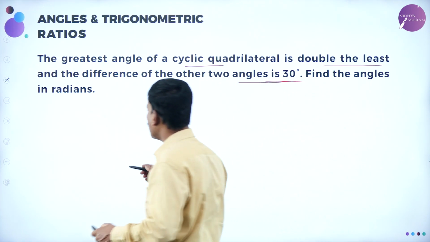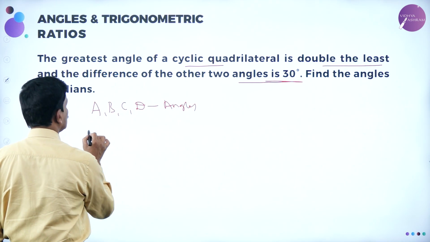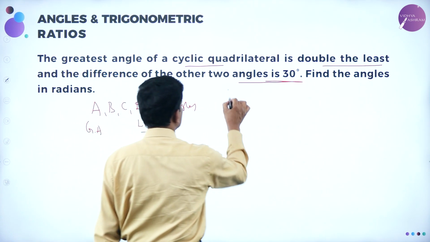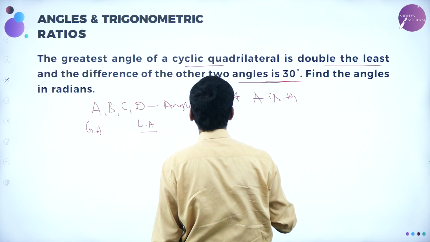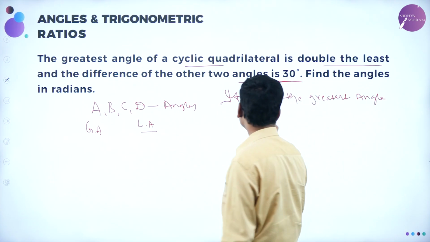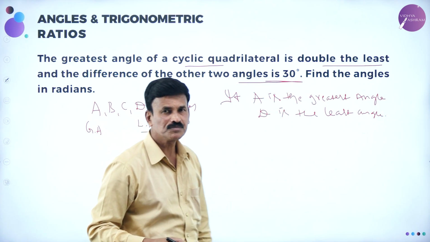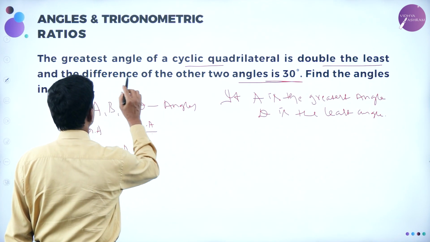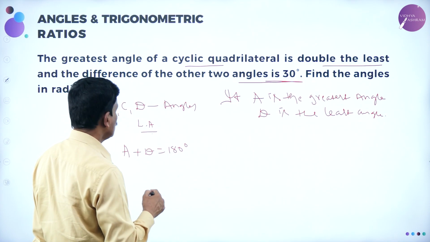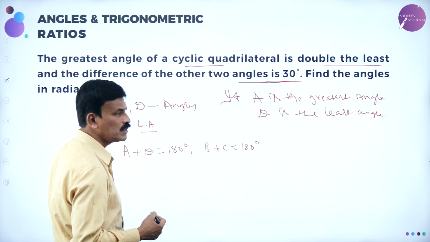Now, if A, B, C, D are the angles of a quadrilateral, and A is the greatest angle, then the last one, D, is the least angle of the quadrilateral, right. Then the greatest angle of a cyclic quadrilateral is double the least. Now, in a cyclic quadrilateral, A plus D is equal to 180 degrees and B plus C is also equal to 180 degrees.